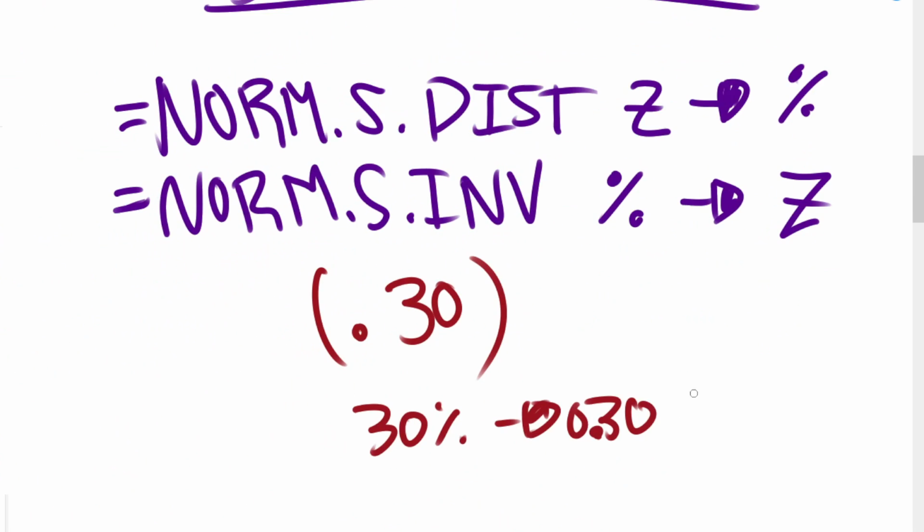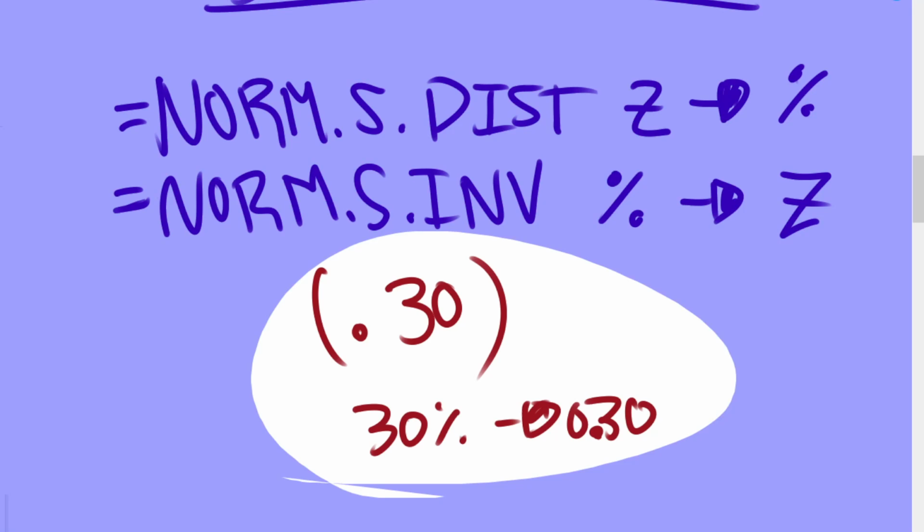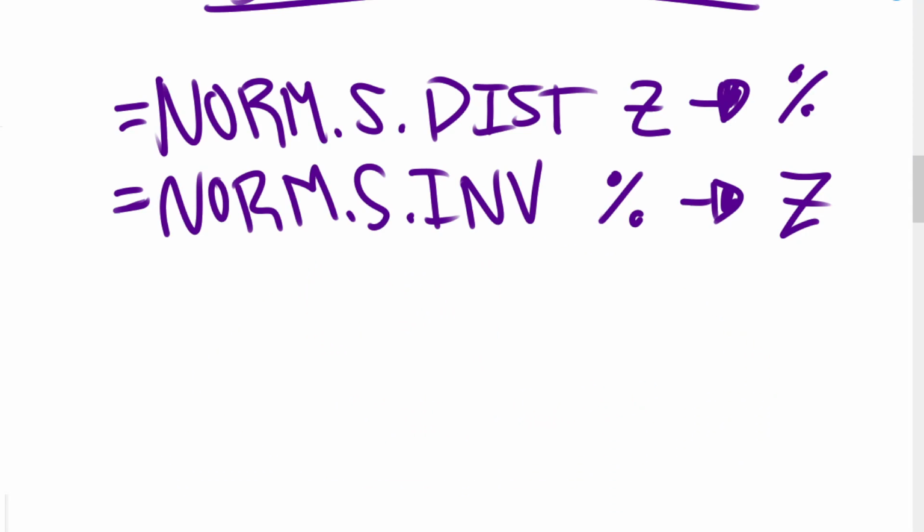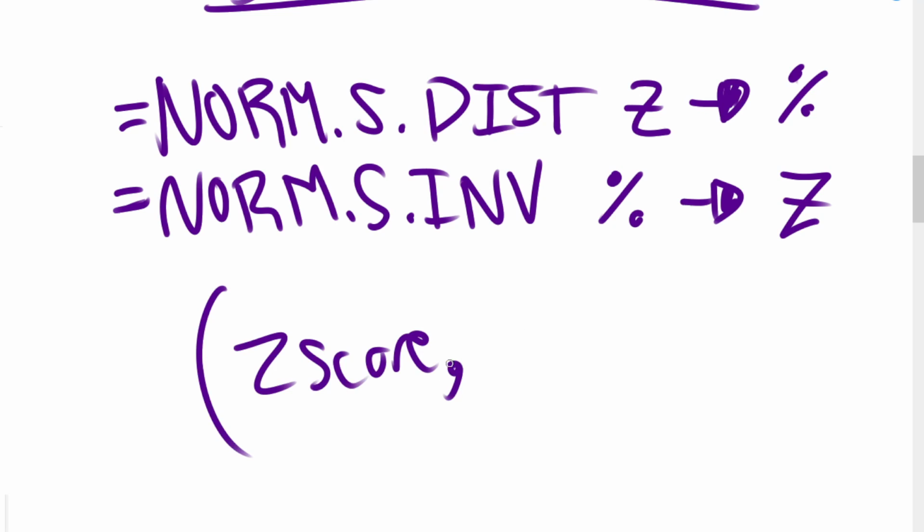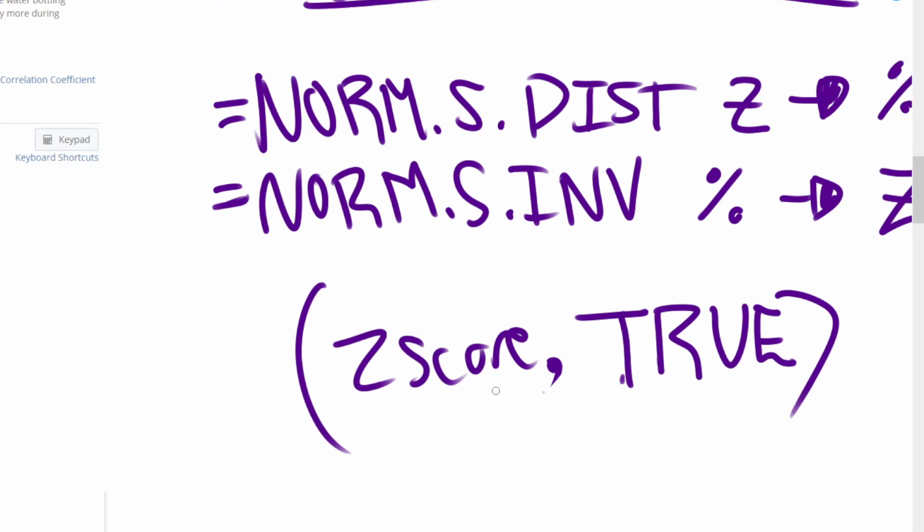For norm.s.dist, on Google Spreadsheets this doesn't matter, but on Excel, it gives you a parenthesis, you put in your z-score, and then it asks you for true or false. We don't cover what these two mean in our class. Just know that it's always going to be true in our class. So that covers it.